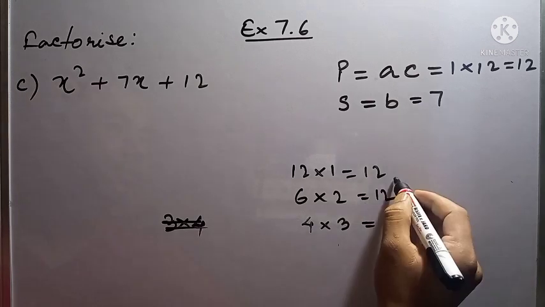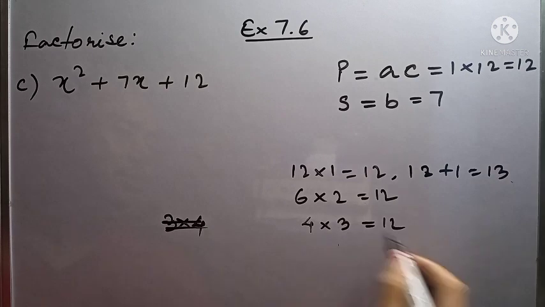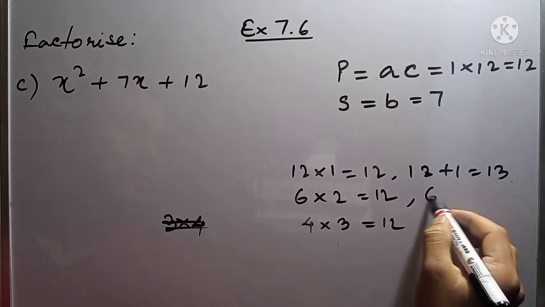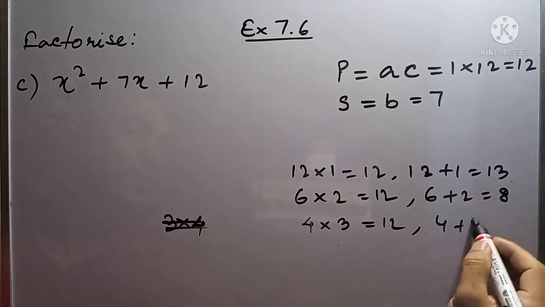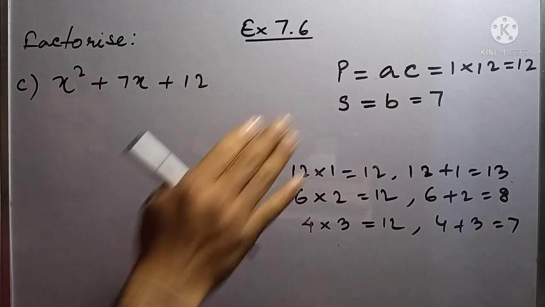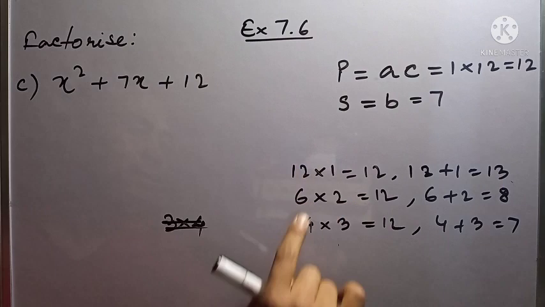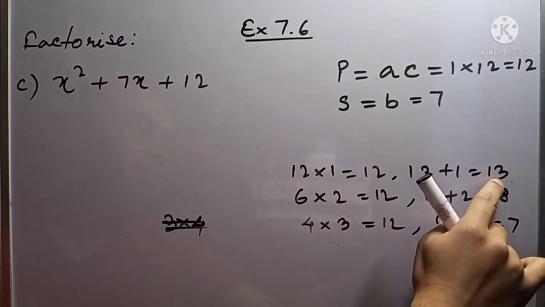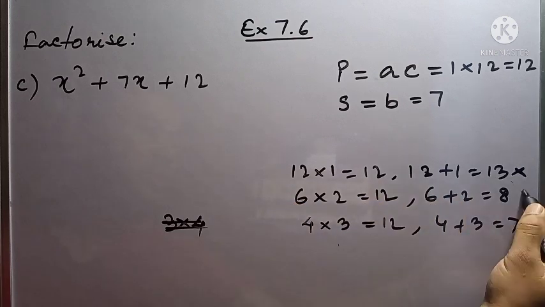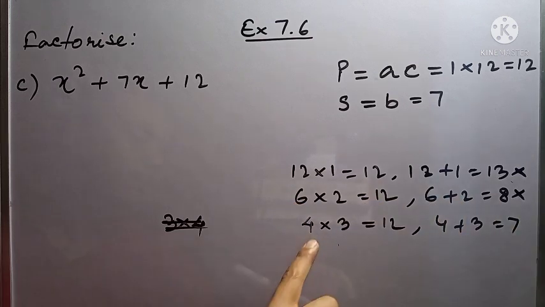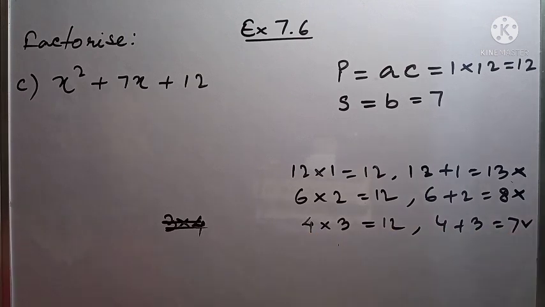Let us see when we add them how much we get. 12 plus 1 we get here 13. Here 6 plus 2 we get here 8. Next 4 plus 3 we get here 7. But according to this condition, what is that? Product should be 12 and the sum should be 7. Here product is 12 and the sum is 13. So I need to reject this. Product is 12 and the sum is 8. This also I need to reject. But at the last, the product is 12 and the sum is 7. So this is the perfect pair of the numbers.